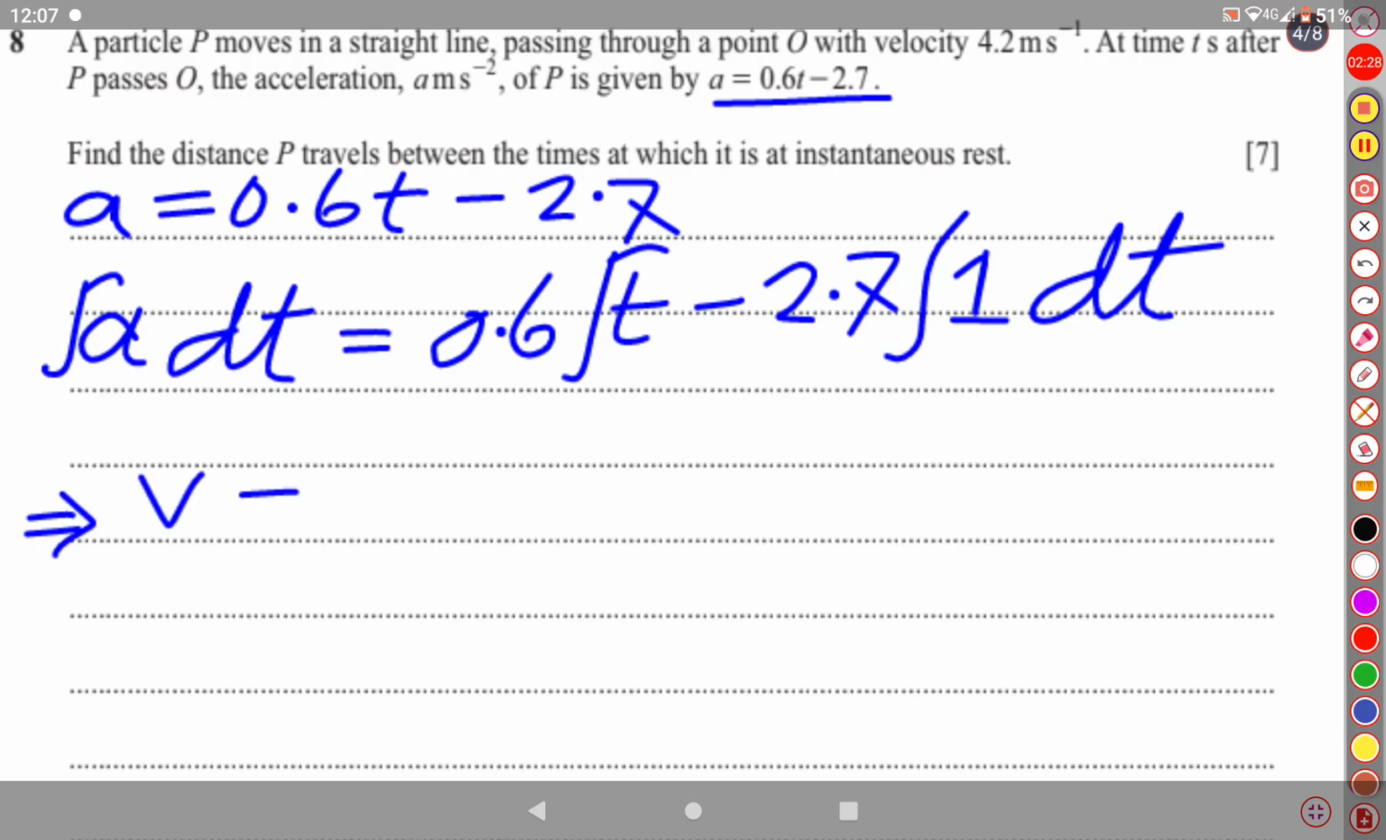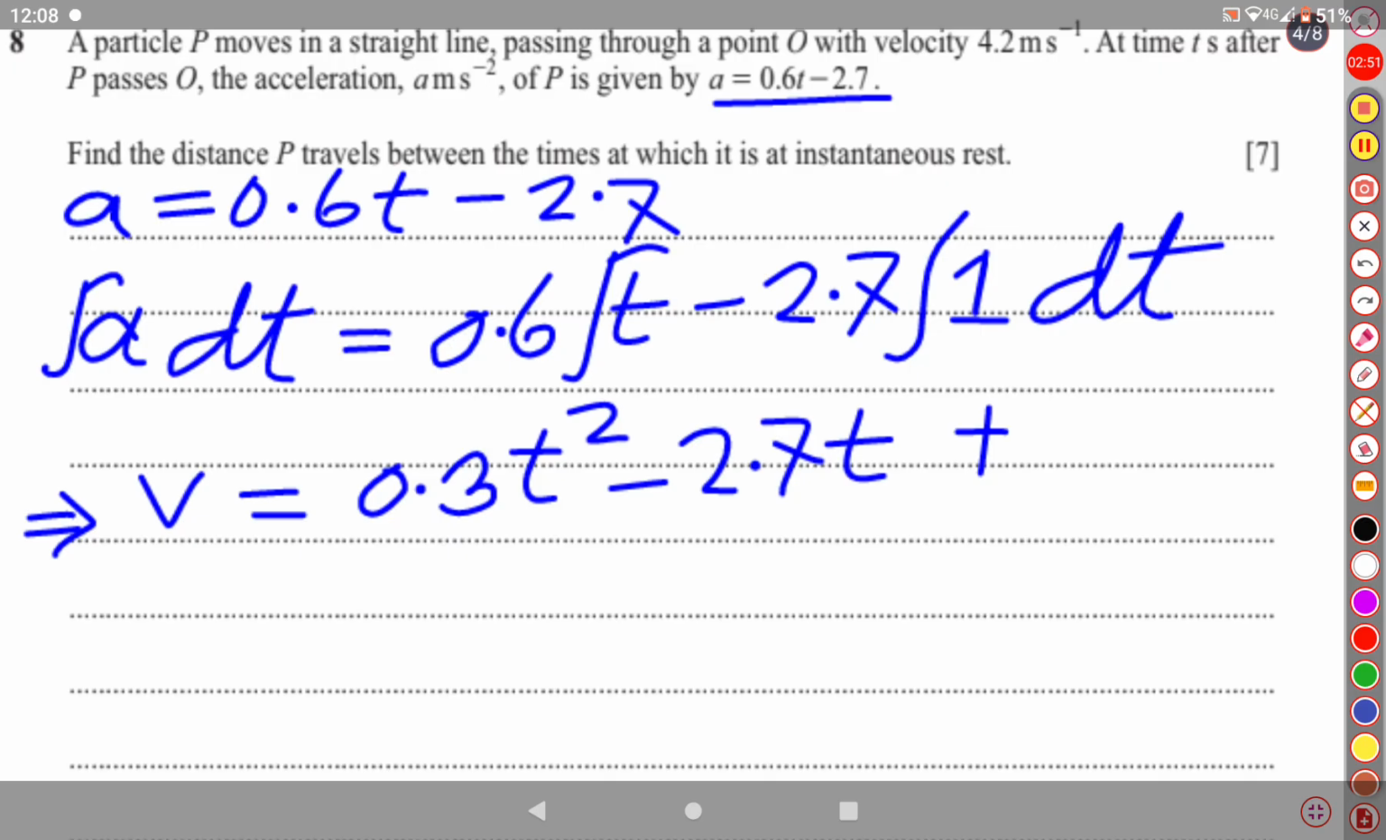So velocity is equal to, here the power of t will be increased by 1, so it is going to be 2. If we divide 0.6 by 2, it is going to be 0.3. So 0.3 t squared minus, integration of 1 is t, so 2.7 t, then plus the constant c.